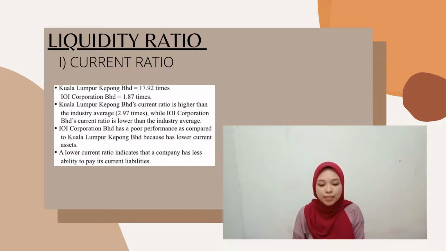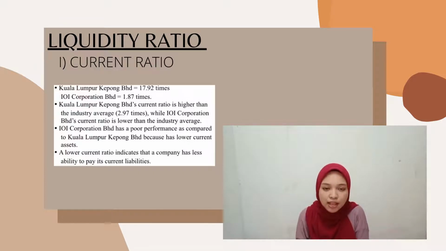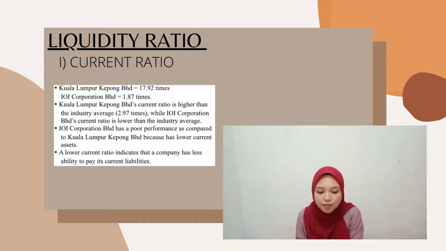For the justification, the first one is current ratio under the liquidity ratio. Kuala Lumpur Kepong Berhad's current ratio is 17.92 times and IOI Corporation Berhad is 1.87 times. This indicates that Kuala Lumpur Kepong Berhad's current ratio is higher than the industry average, which is 2.97 times, while IOI Corporation Berhad's current ratio is under the industry average.